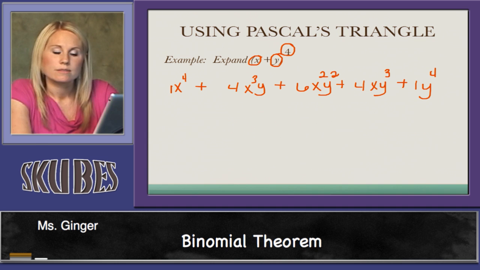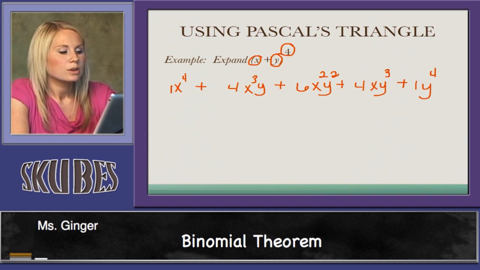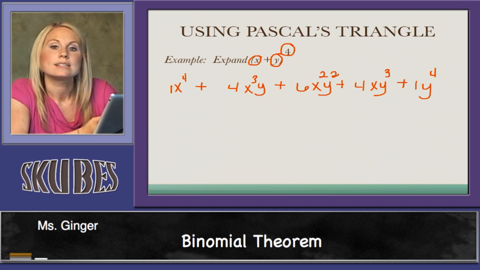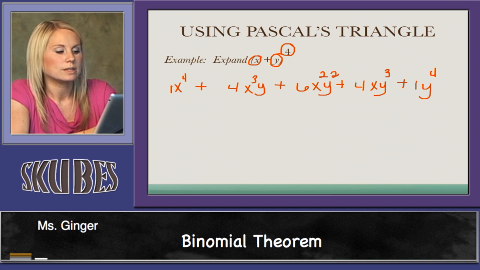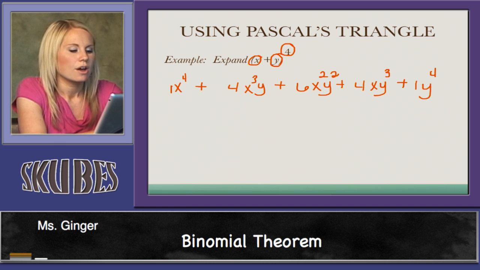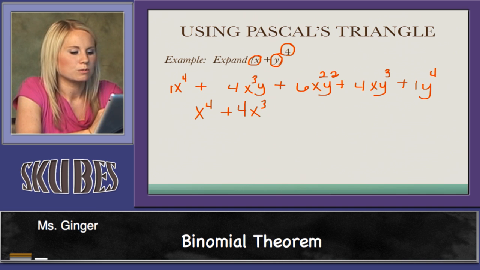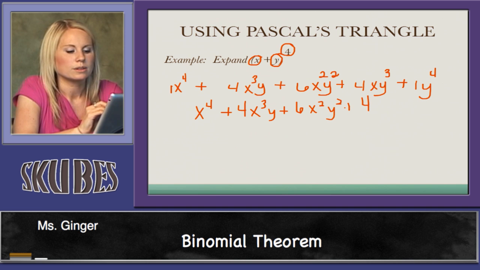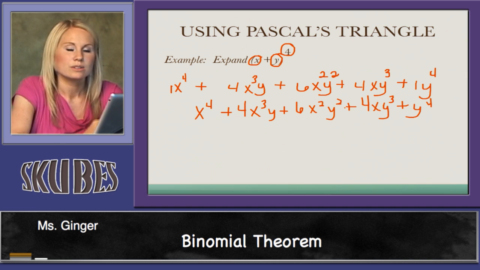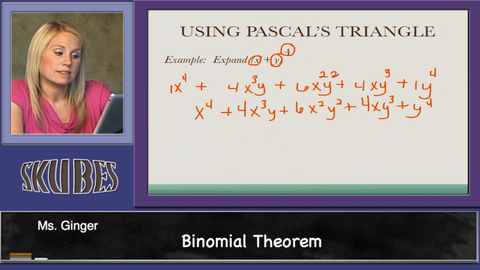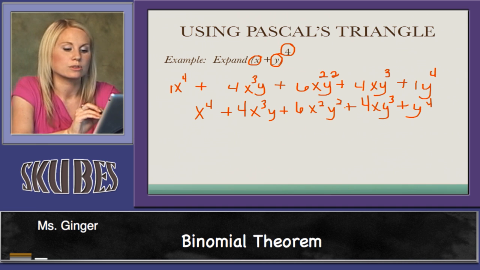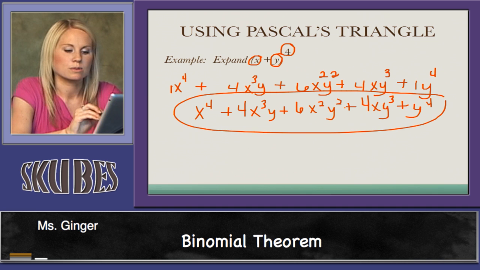This was a positive expression, so all of these are positive. What you want to do is just carry over any sign that's in front of that term. And we did, and all of ours are positive. So our final expression, we don't need our 1's, is x to the 4th plus 4x cubed y plus 6x squared y squared plus 4xy cubed plus y to the 4th. It would have taken us quite a while to get that if we had to expand by hand, but the triangle helps us get there more quickly.